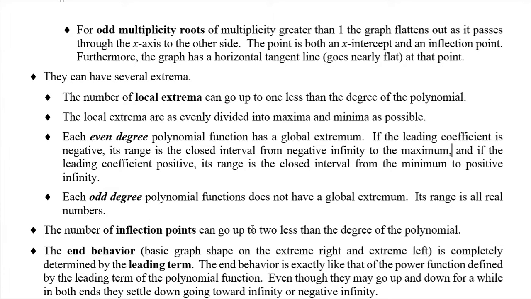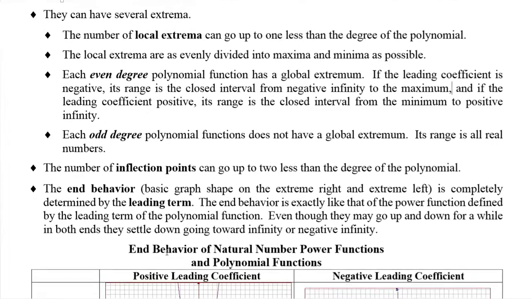The number of inflection points can go up to 2 less than the degree of the polynomial. So again, if we go back to a degree 5 polynomial, it could have at most 3 inflection points. Sometimes it has fewer than these, but that would be the most.